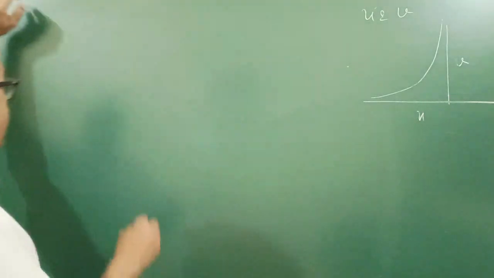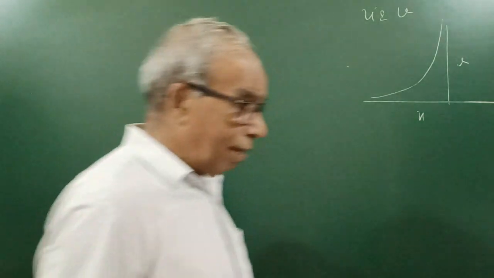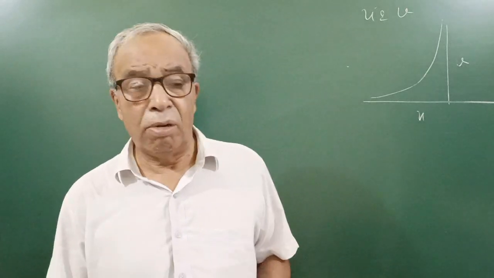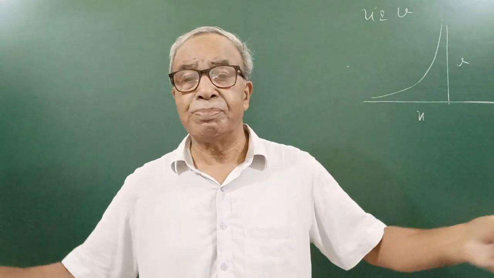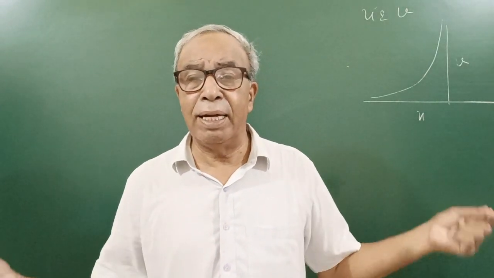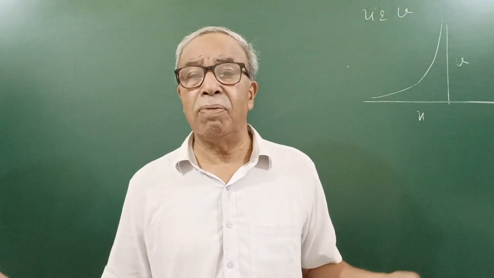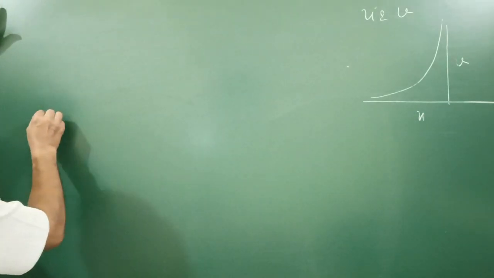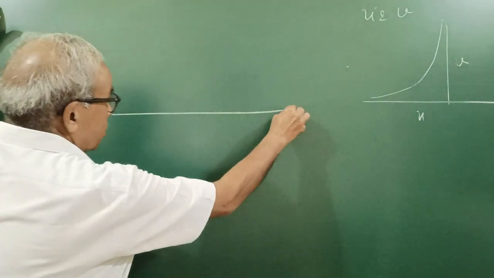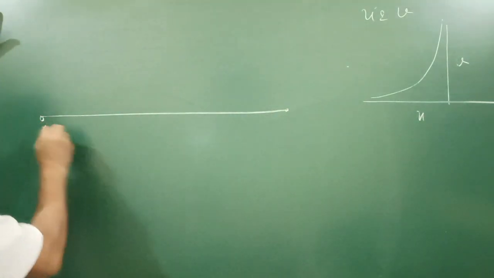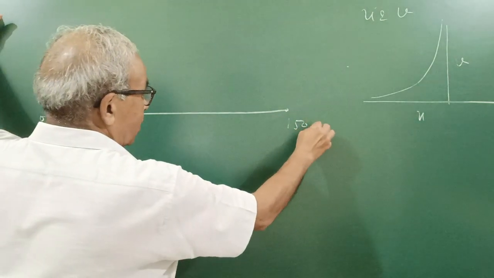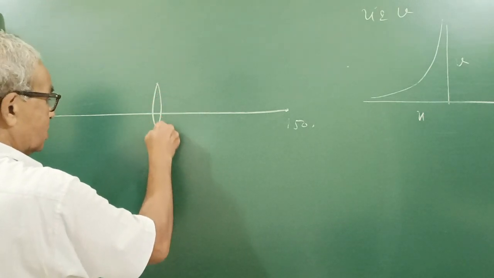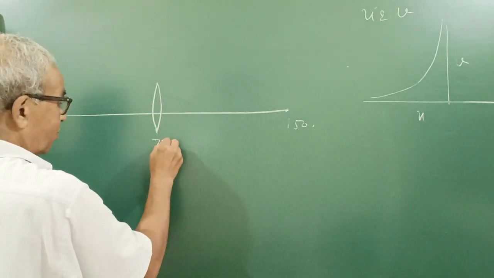How to take that? Generally in labs, the optical bench is of nearly 150 centimeter. In my lab, I had an optical bench of 150 centimeter. So what to do? Suppose this is the 0 mark and this is the 150 centimeter mark. Put the lens at 75 centimeter.